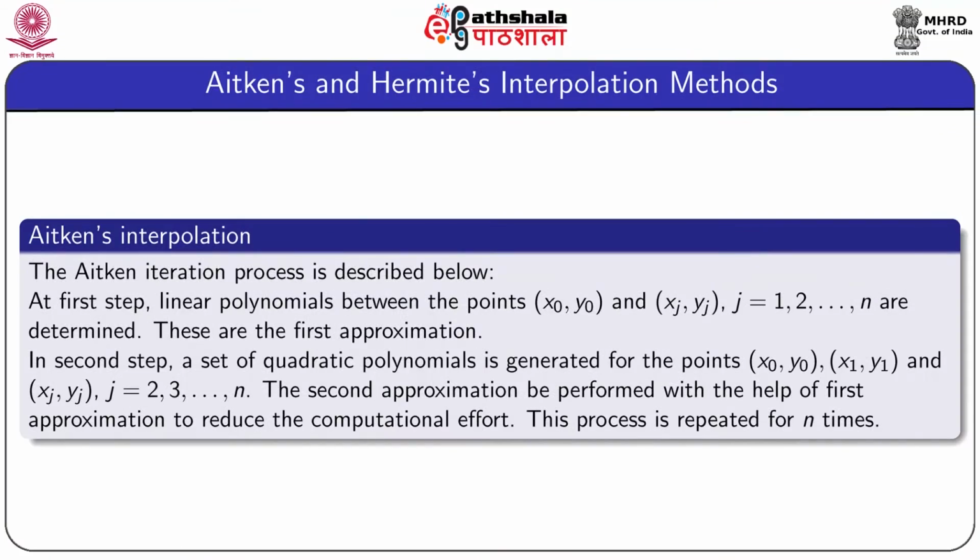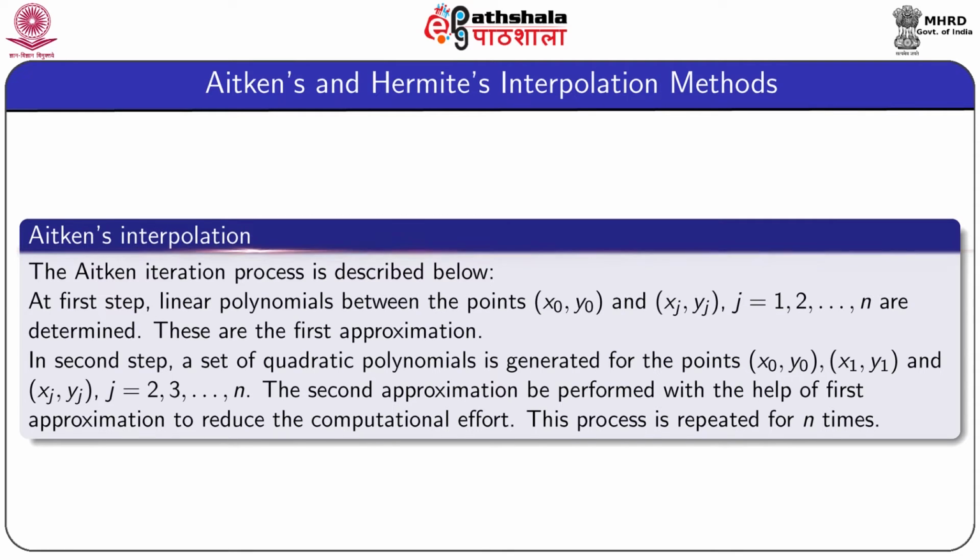In this method, a lot of interpolating polynomials are generated, and using these interpolating polynomials, finally we construct the polynomial of degree n. So, the Aitken interpolation method is an iteration method and it is used to find the higher order polynomial by using the lower order polynomials. Now, we describe the Aitken interpolation method.